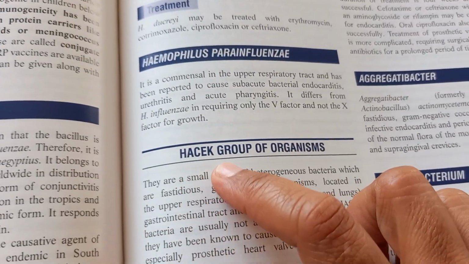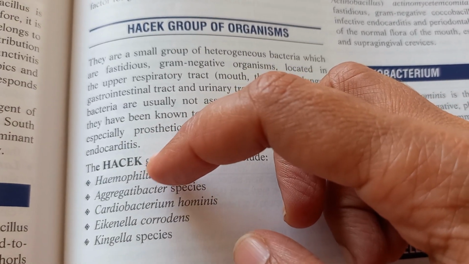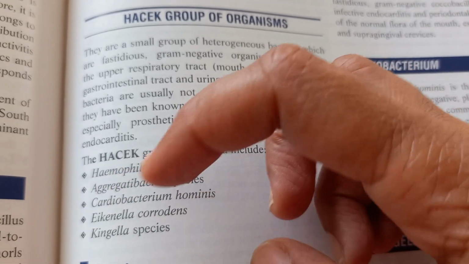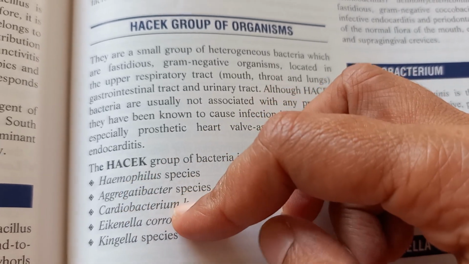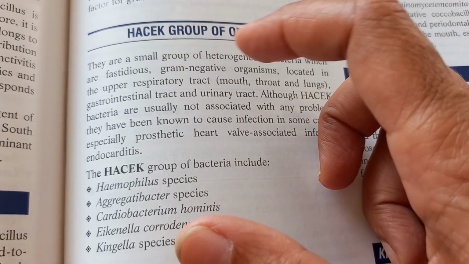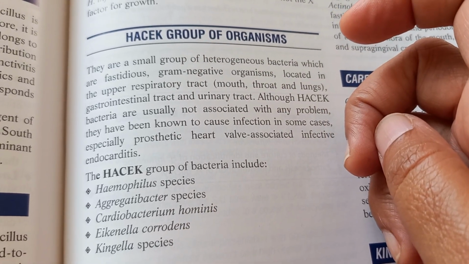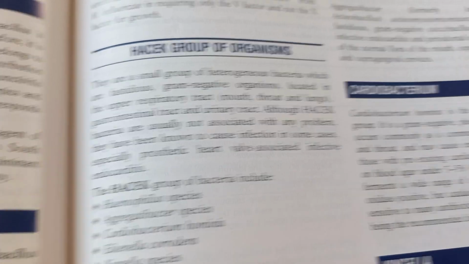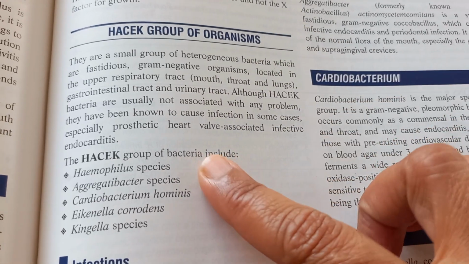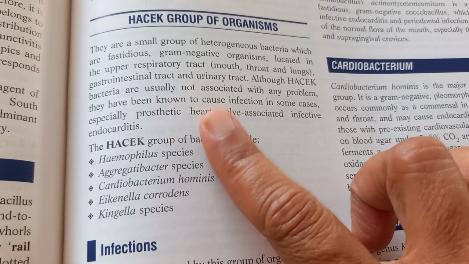What do you think this HACEK group of organisms are? Haemophilus species, Aggregatibacter, Cardiobacterium hominis, Eikenella corrodens, Kingella species. These are fastidious gram-negative organisms located in the upper respiratory tract, that is the mouth, throat and lungs, even in the GI and urinary tract. So if somebody asks you about the HACEK group of organisms, you should name them. The main clinical importance of this is infective endocarditis, heart valve associated, prosthetic heart valve associated infective endocarditis. So please remember this, okay?